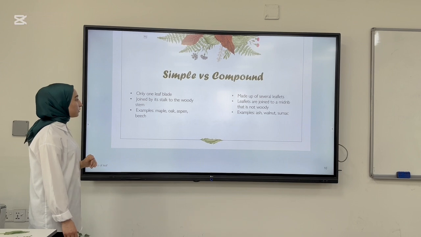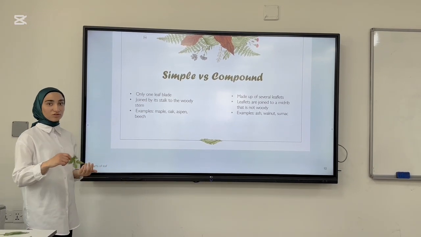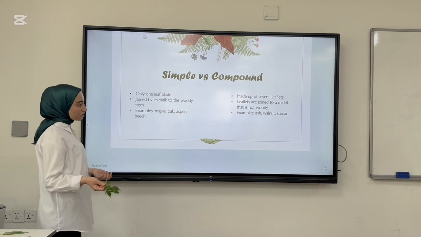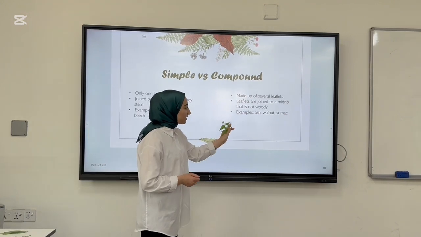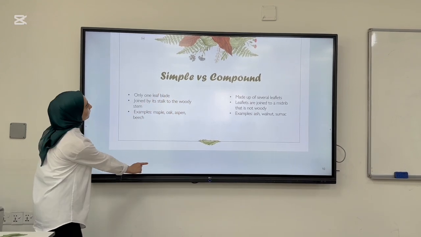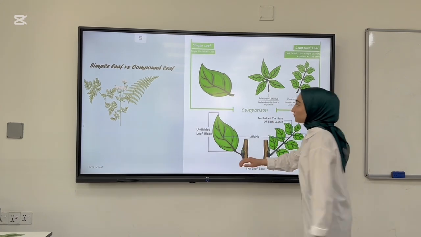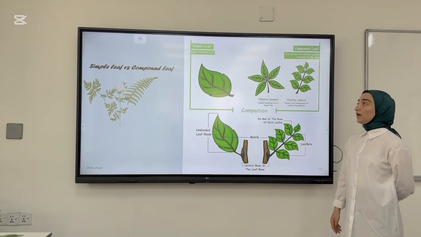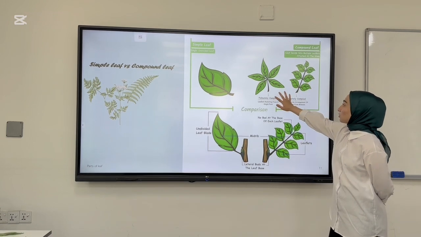Examples for the simple leaf: maple, oak, aspen, and also beech. For the compound one, examples are ash, walnut, and also sumac. Also in here we have the pictures of simple and compound. This is the simple one, and this is the compound one.